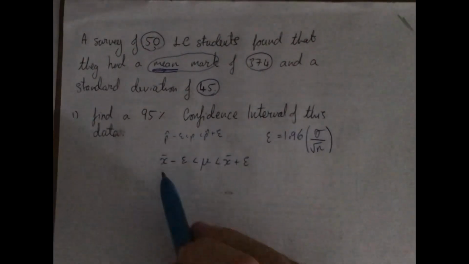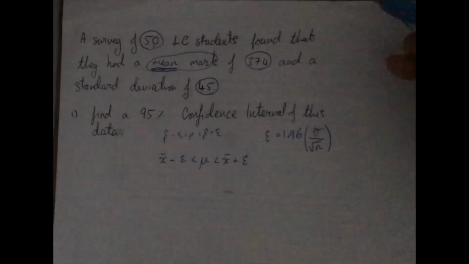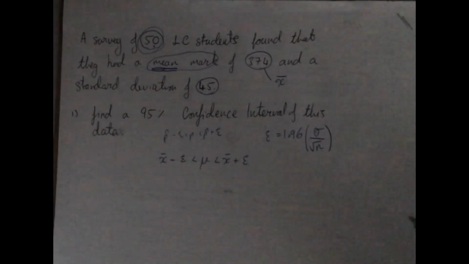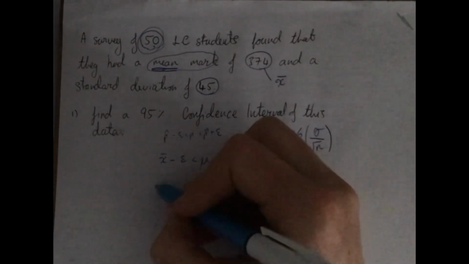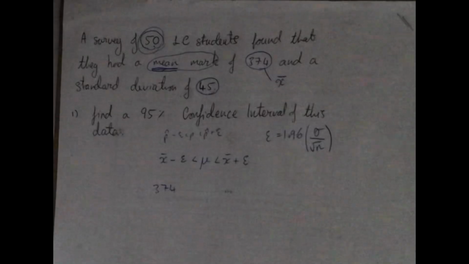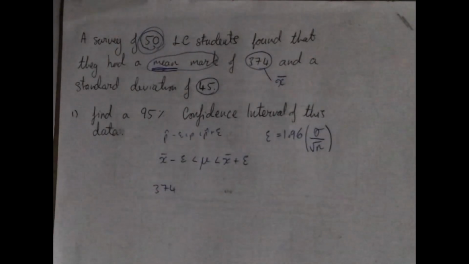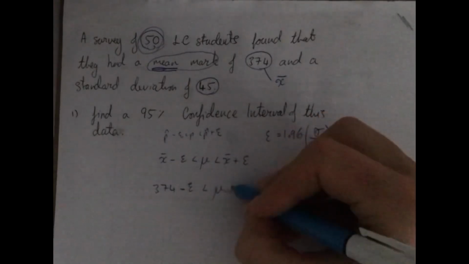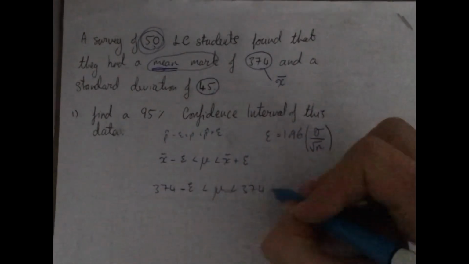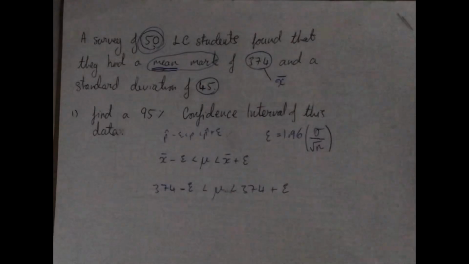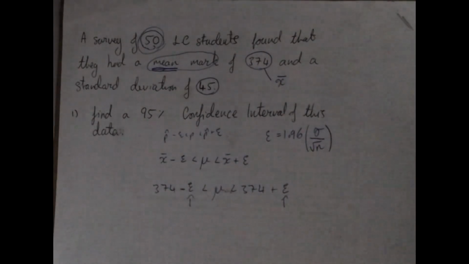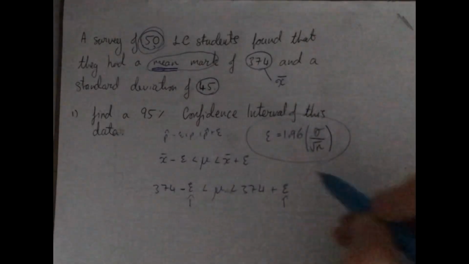Now, just look at this question. We would say x bar is going to be the mean that we found out from the 50 students. So this is going to be given x bar. We would say that this is 374, and this is going to be 374 minus your E less than mu less than 374 plus your margin of error. So let's figure out what we have to do to sub in for the margin of error in both these cases.